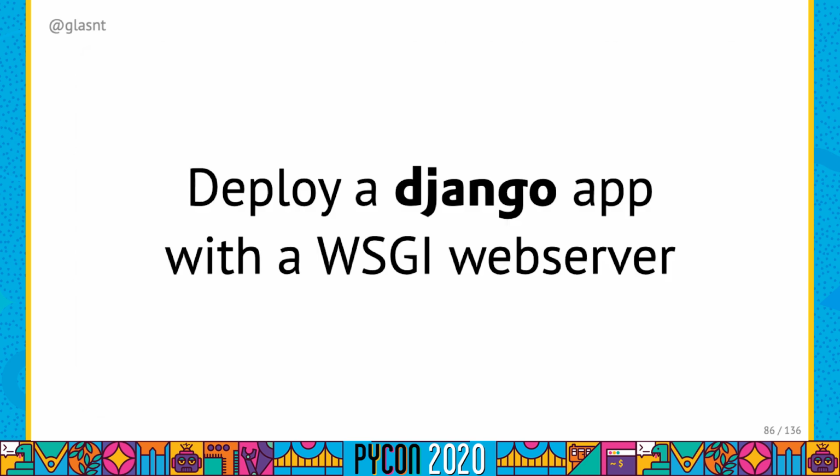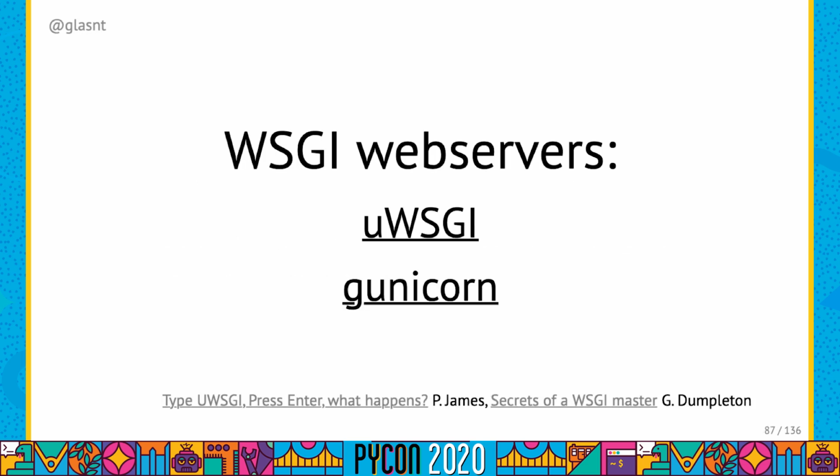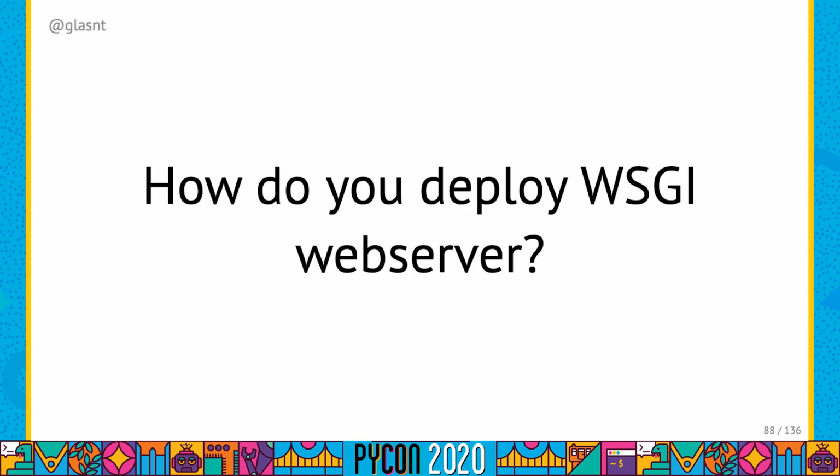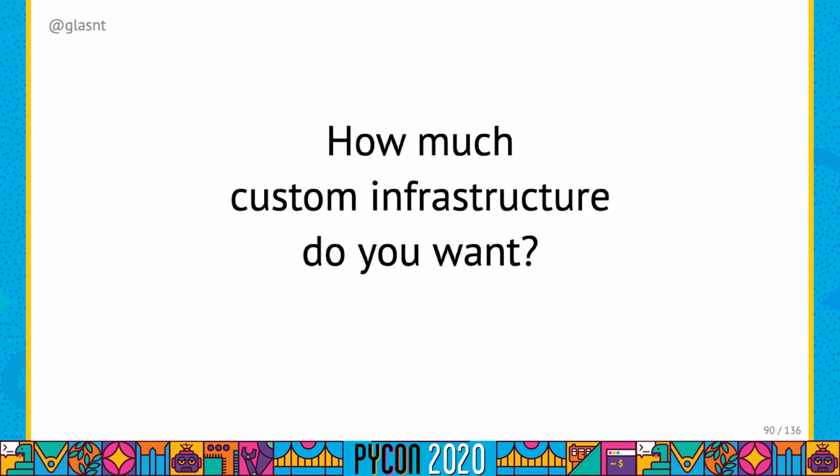To deploy a Django app with a WSGI web server, you're going to need a WSGI web server. 2 of the most common WSGI web servers are uWSGI and Gunicorn. Each of these web servers have their own dedicated talk. So how do you deploy a WSGI web server? Well, there are going to be many options to choose from and many ways that you can go about this. But I have a better question.